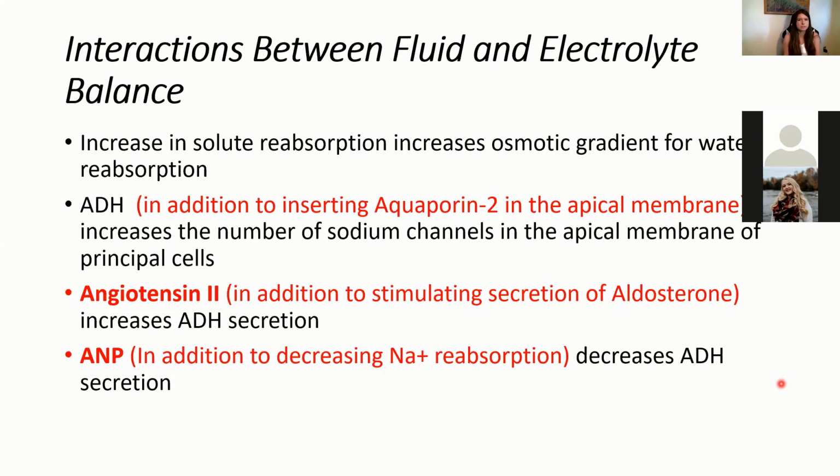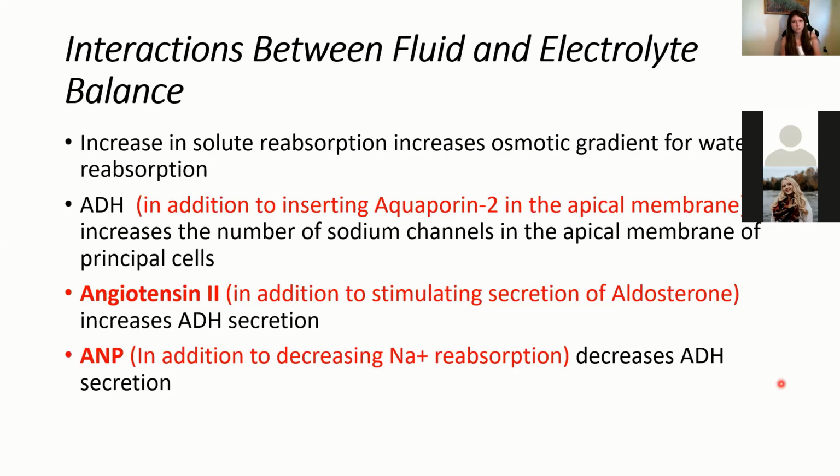So angiotensin 2, we talked about for its role in stimulating the secretion of aldosterone. We were talking about aldosterone as we talked about sodium and potassium, but angiotensin 2 also increases ADH secretion, which we saw in our flow chart for angiotensin 2 in one of the earlier slides in the last set of slides. So in addition to having us reabsorb more sodium, it also increases ADH secretion, so it also increases our water reabsorption.